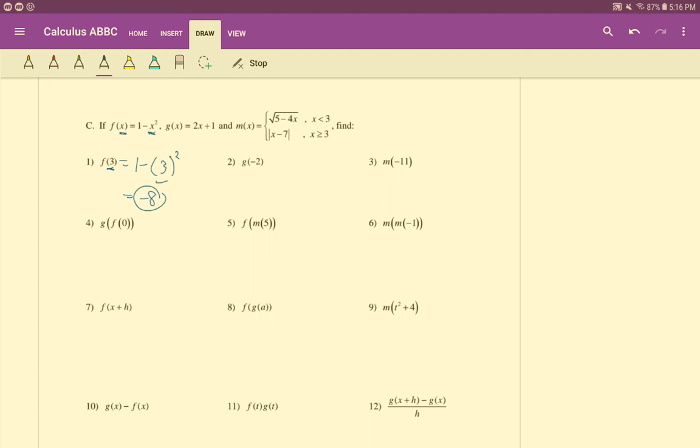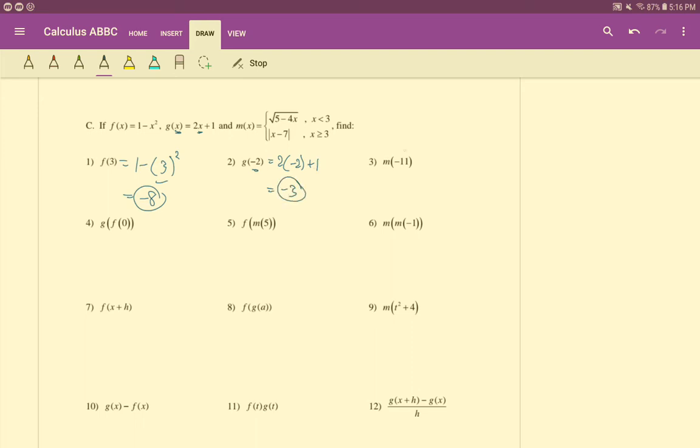Okay, g of negative 2. In this case, g indicates that we're going to be using this function right here. Again, where the x was replaced with the negative 2, we'll replace this x also with the negative 2, and then simplify. And so we get negative 3.